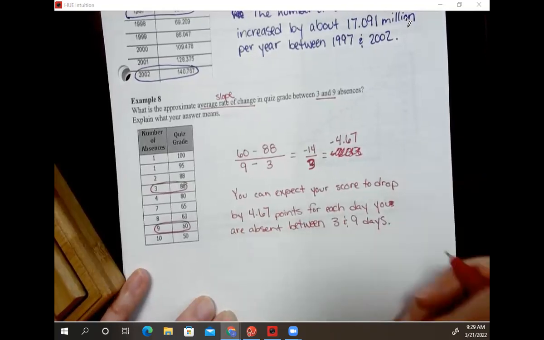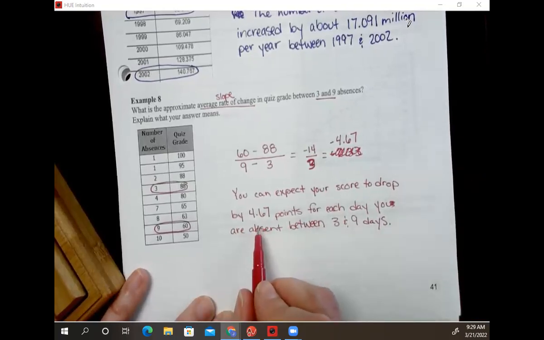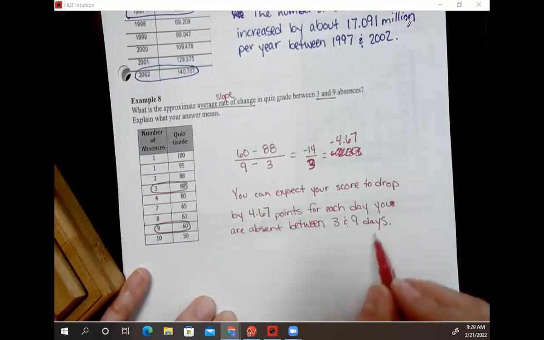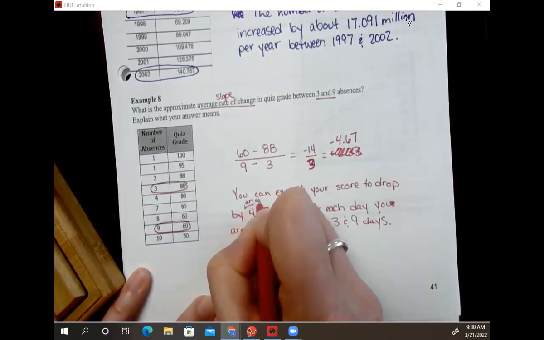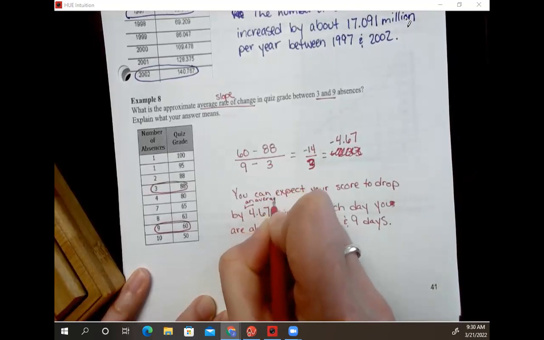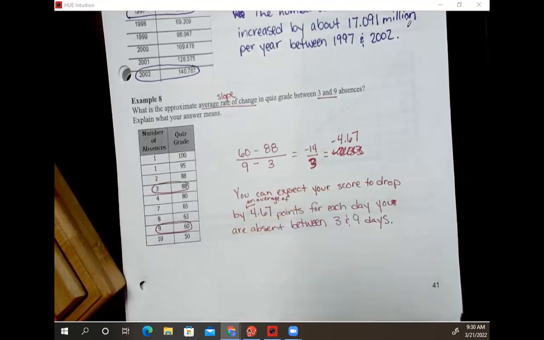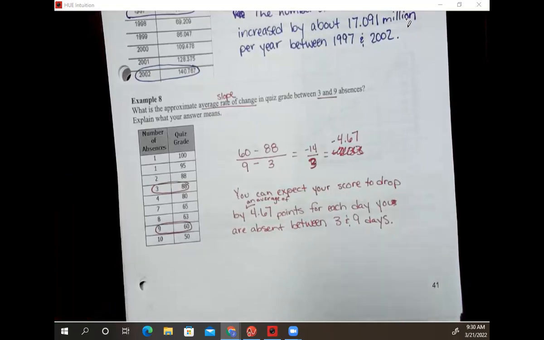And I should put one little caveat in here. This is not exact. This is an average. So you can expect your score to drop by an average of 4.67 points for each day you're absent between 3 and 9 days. Maybe it's only 2 points for some people, maybe it's 6 points for others, but that's our average. Okay, so if you see average rate of change, slope. Okay, you're just finding the slope.